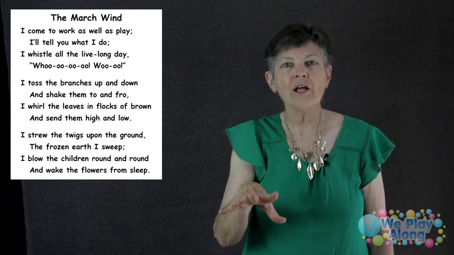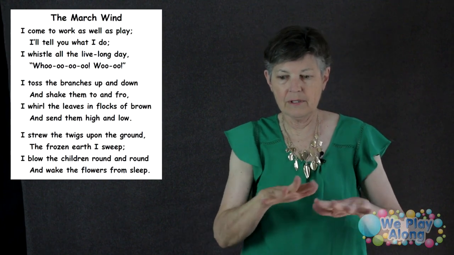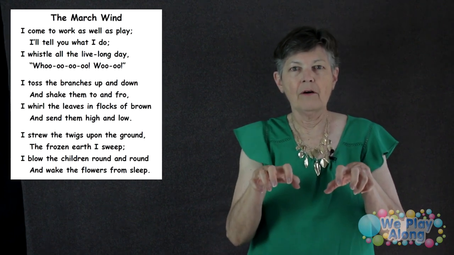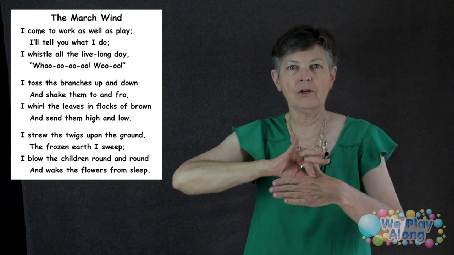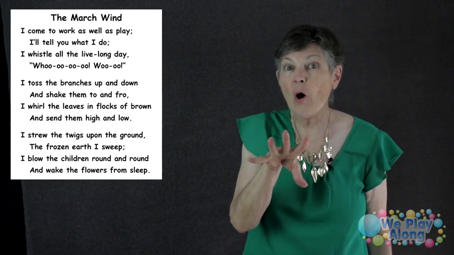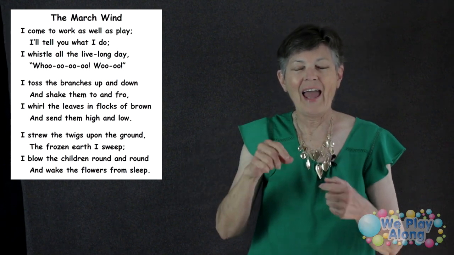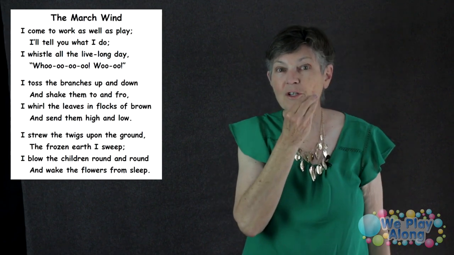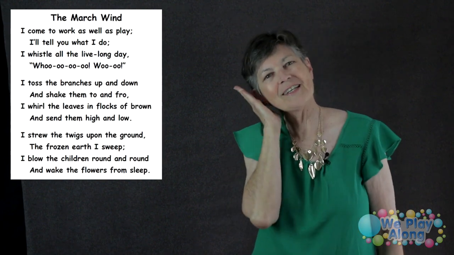I strew the twigs upon the ground. So we're just going to circle around like this is our land, our ground. The frozen: you take your hands out like this and bring your fingers back, because they're cold, right? They're frozen earth. You make a flat hand and go on either side of that. Earth. I sweep, like you're doing a broom. I blow the children, like you're tapping their little heads. The children, round and round. And wake them: you put your fingers by your eyes and open your eyes. Wake the flowers from, bring your finger out from your pointer finger, from sleep.